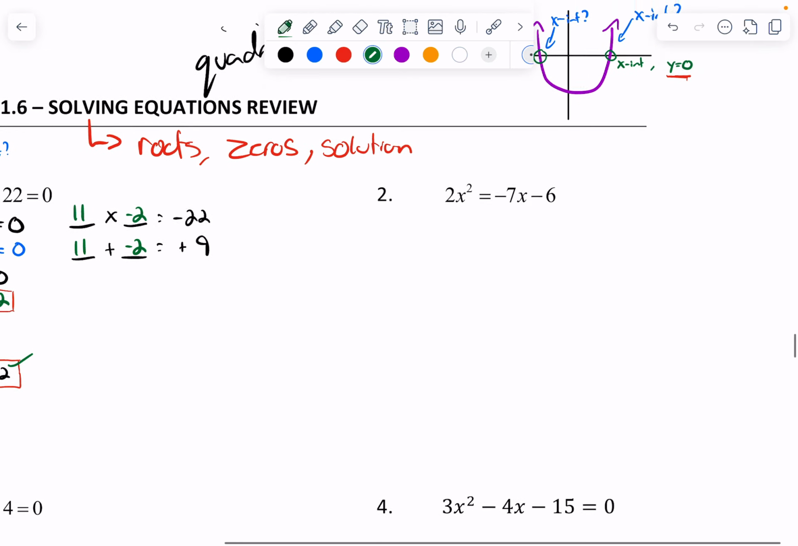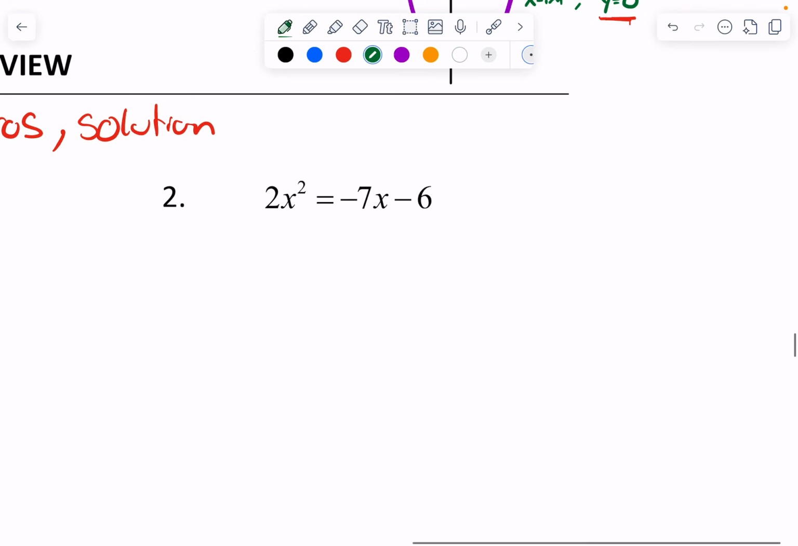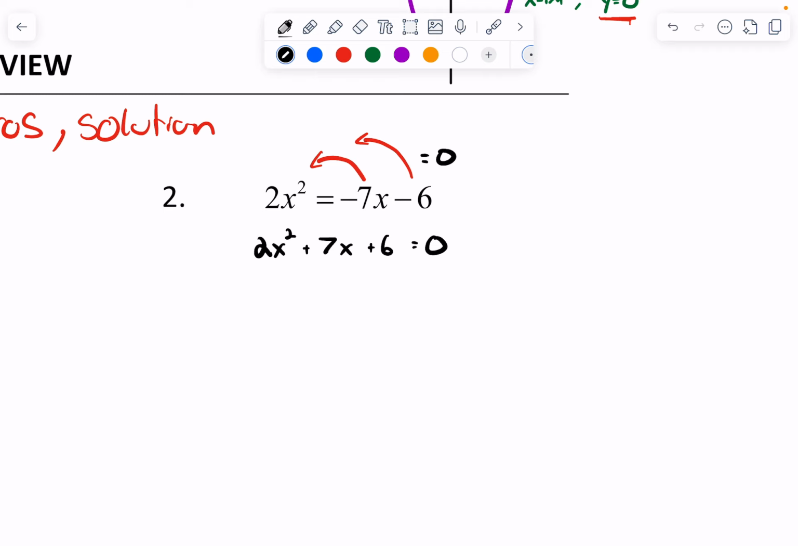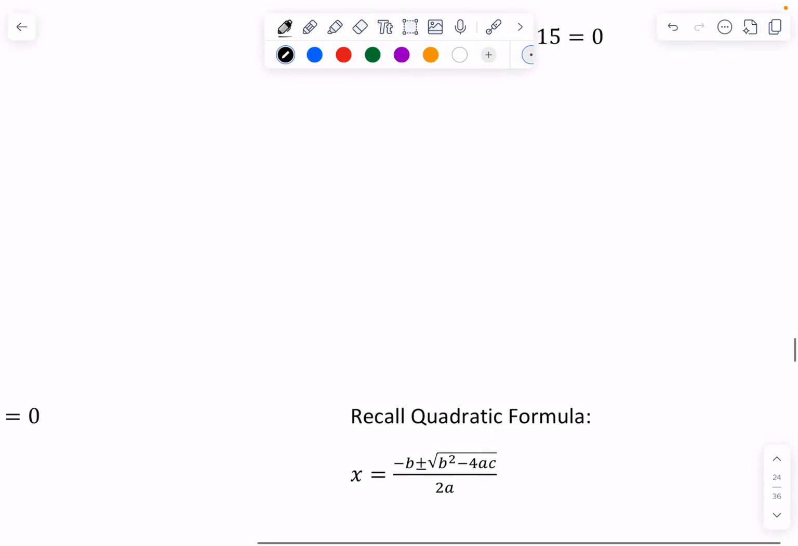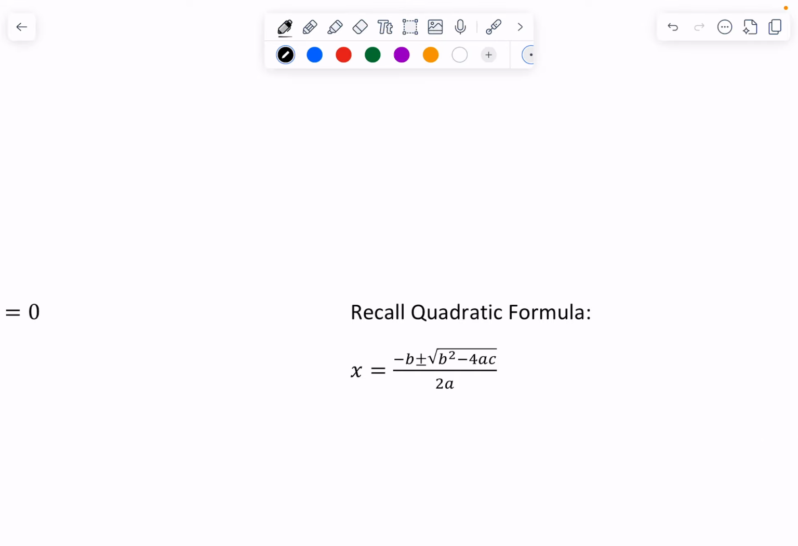So this number 2 is just in a different form here, okay? They just rearranged it. But let's put it such that it equals 0 on one side. So we need to bring this 7x over to the other side and this 6 over, negative 6, to the other side. So that would give us 2x squared plus 7x plus 6 equaling 0. So again, we are factoring, okay? You're factoring, or if you can't factor, you have to use the quadratic formula, right? But let's see if we can factor this.